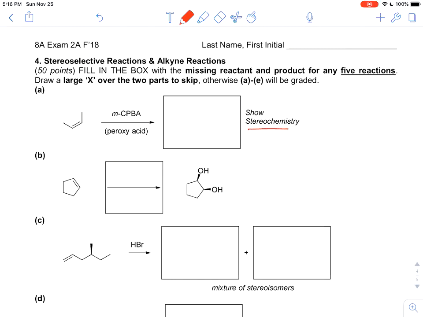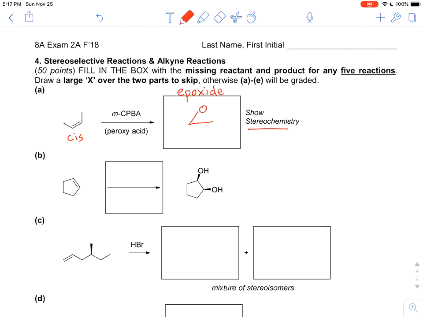So you can see that's going to be the first one here. MCPBA is a type of peroxy acid. It's going to make an epoxide out of the alkene, and we want to make sure to keep the cis alkene or the cis stereochemistry consistent with the epoxide. And there's a couple different ways to show this.